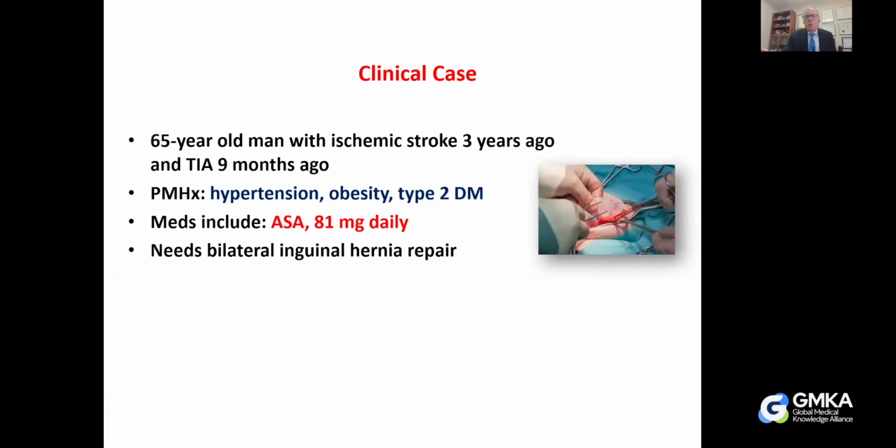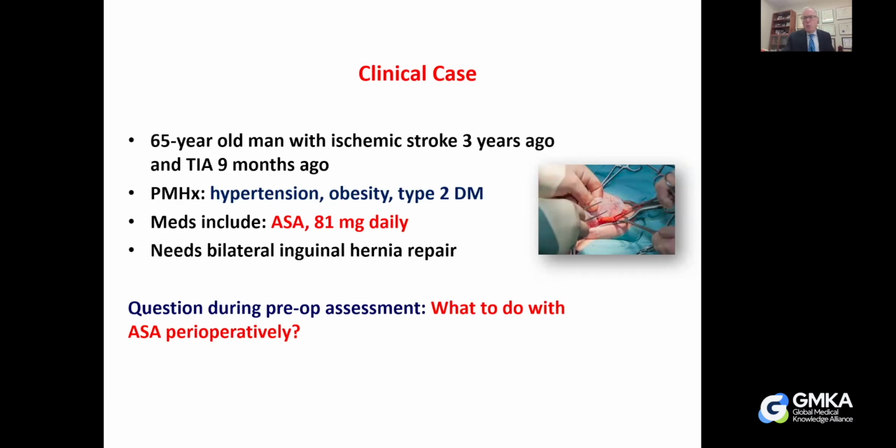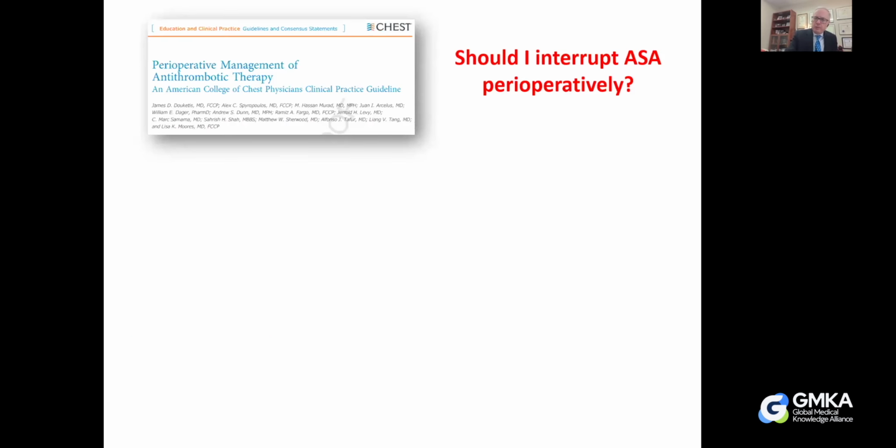All right. So we're going to switch gears and tackle the final scenario, which involves patients who are taking an antiplatelet drug, in this case, ASA. So here's a man with a prior stroke with a number of cardiovascular risk factors who needs an elective inguinal hernia repair. And the basic question here is very simple. What do you do with the aspirin perioperatively? Do you continue or do you stop?